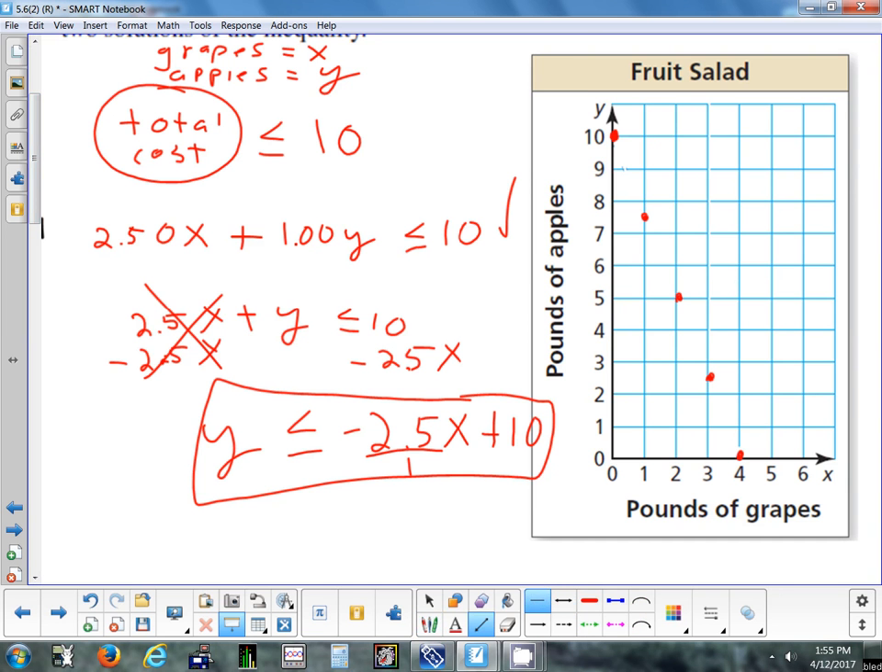Solid line or dotted line for this one? Solid. Yep. Remember, don't put arrows on it. It doesn't go past the 4. You can't buy negative pounds of apples. Okay, so stop there.